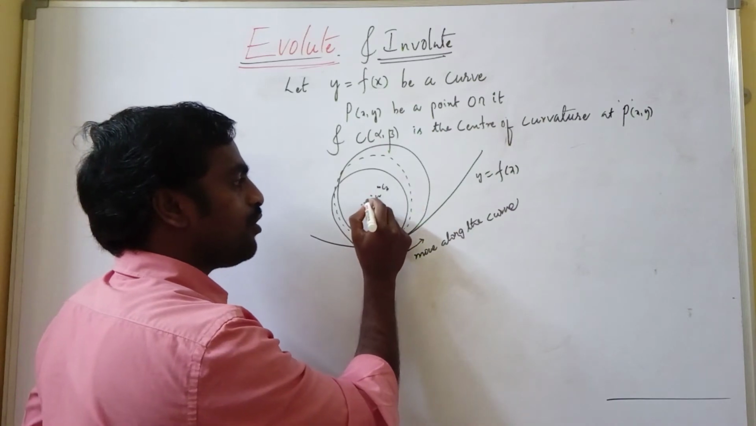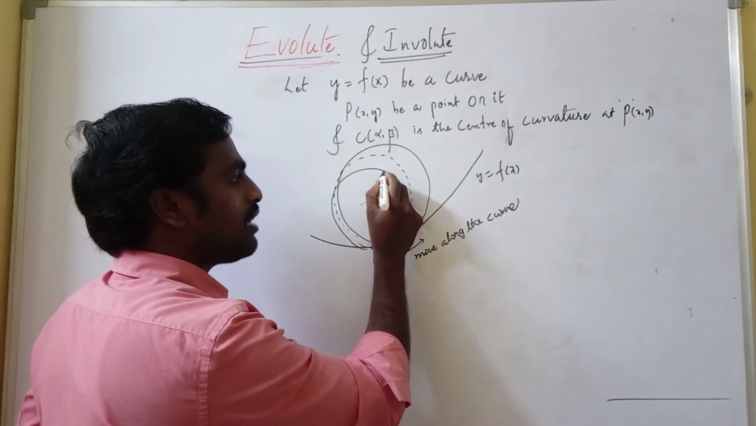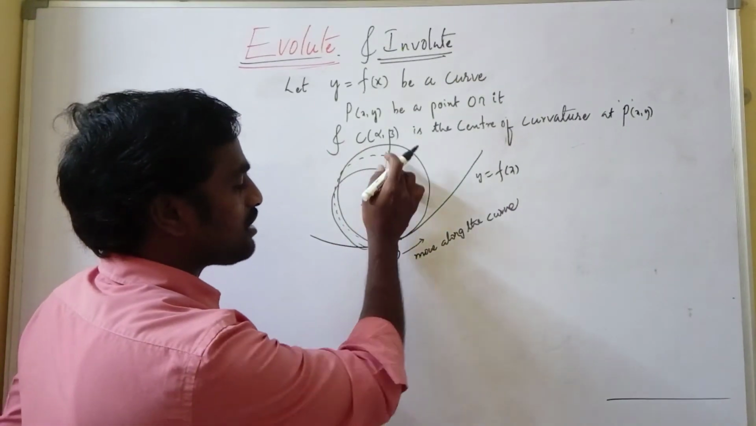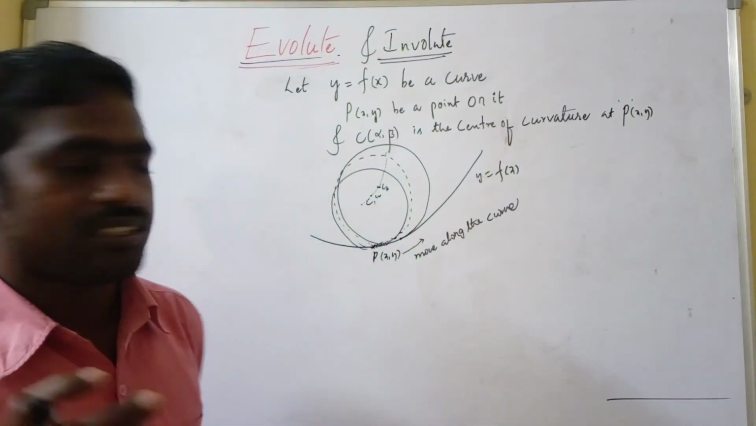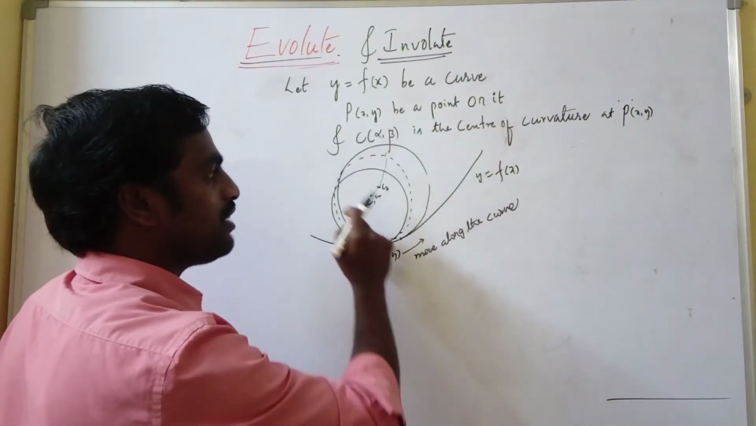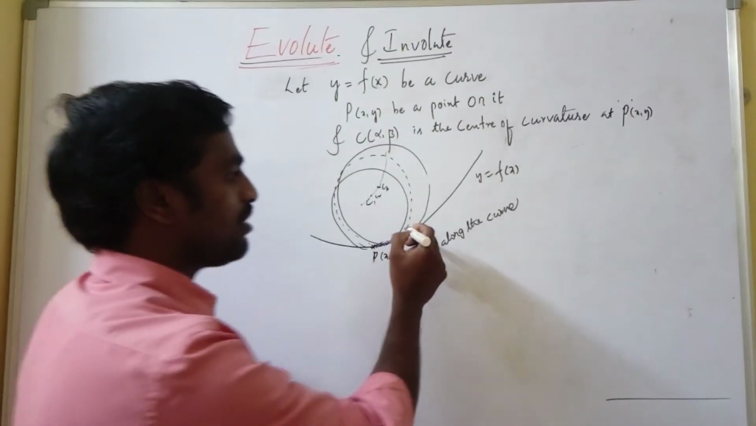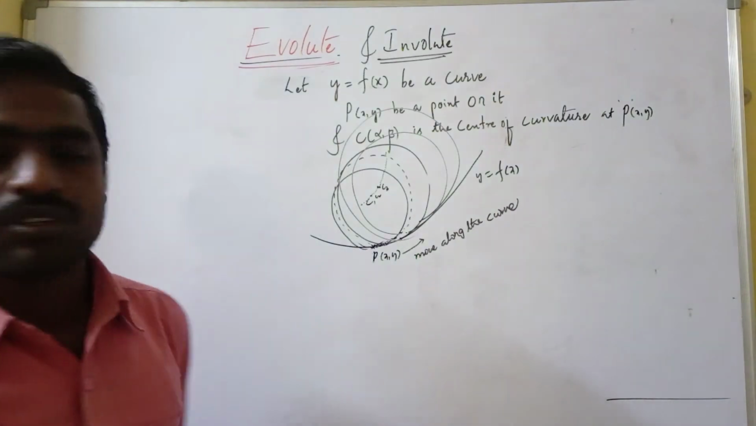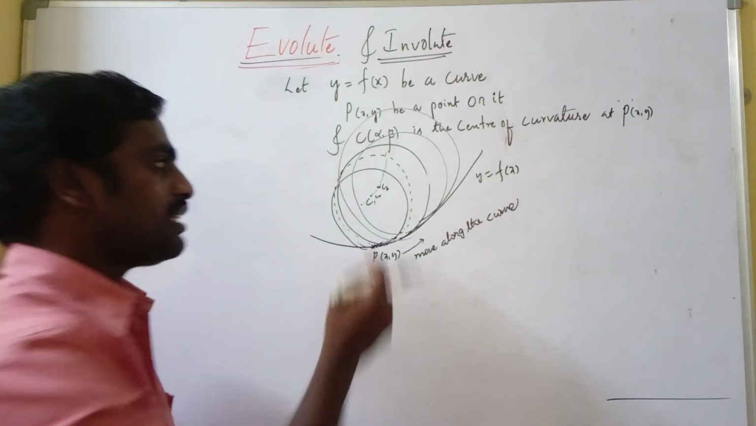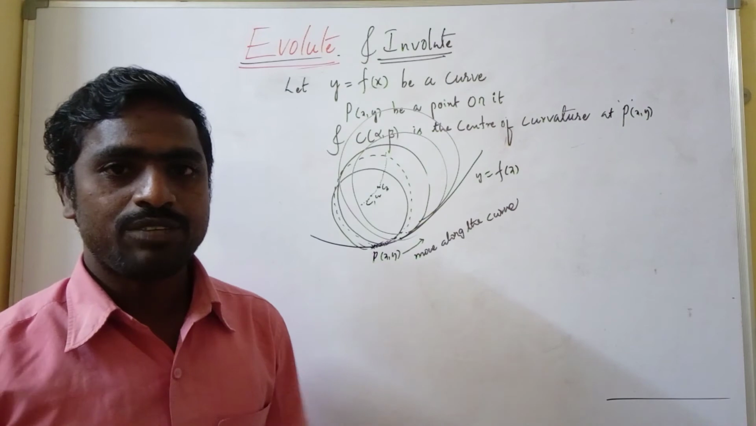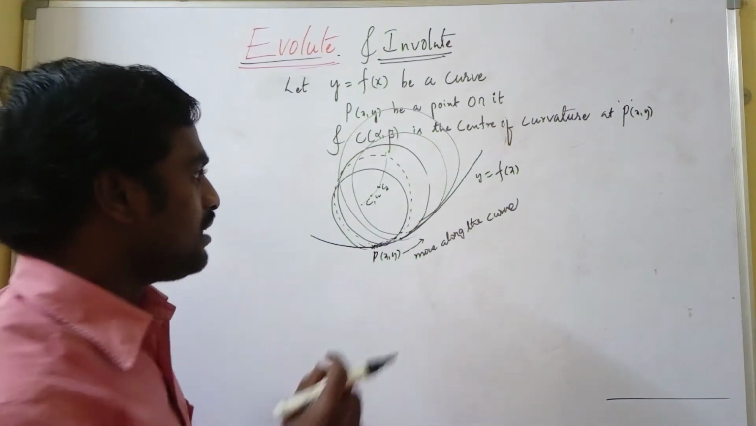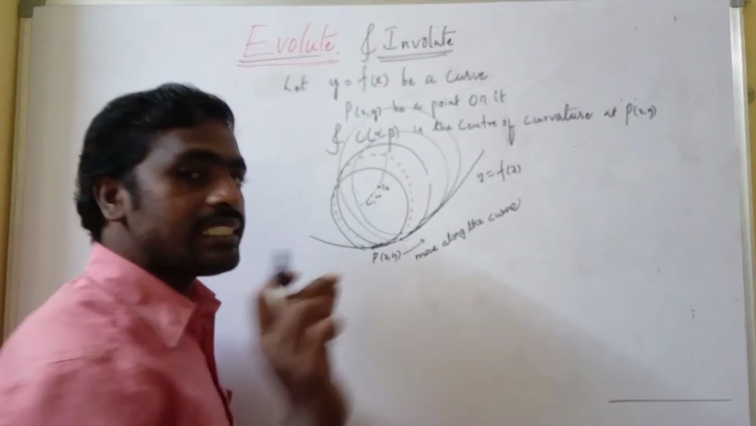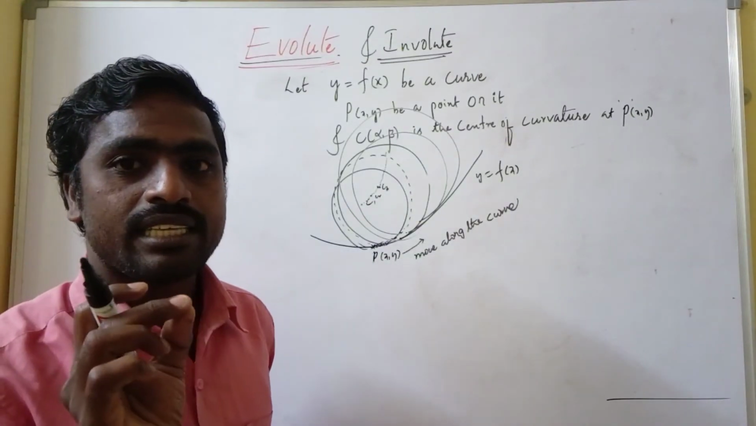Now if you find this at each point on the curve, we get these centers of curvature. These are the circles of curvature, and we get them like this. The center is the center of curvature. So I want to say that these C's trace one new curve.